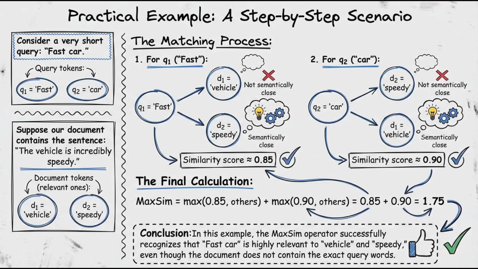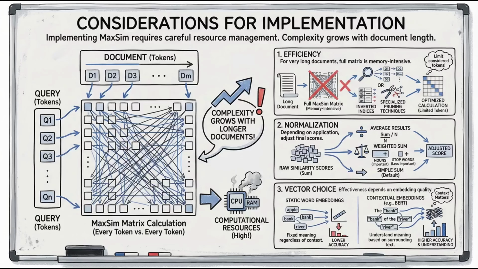It's a powerful way to bridge the gap between human intent and the actual words on the page. While MaxSim is a powerful tool for matching queries to documents, it does come with practical challenges. Because the technique involves comparing every query token against every document token, the computational cost can climb quickly as documents get longer. To manage this, efficiency is key.